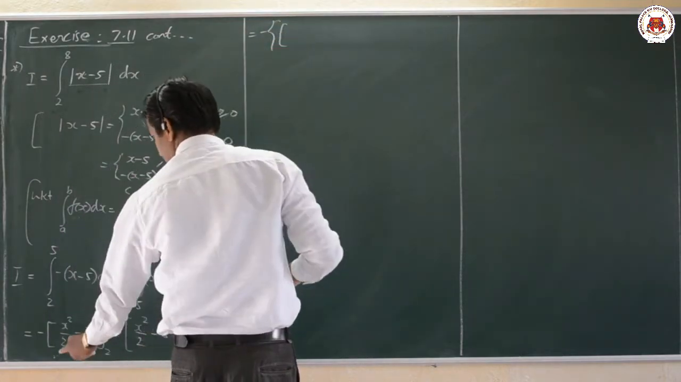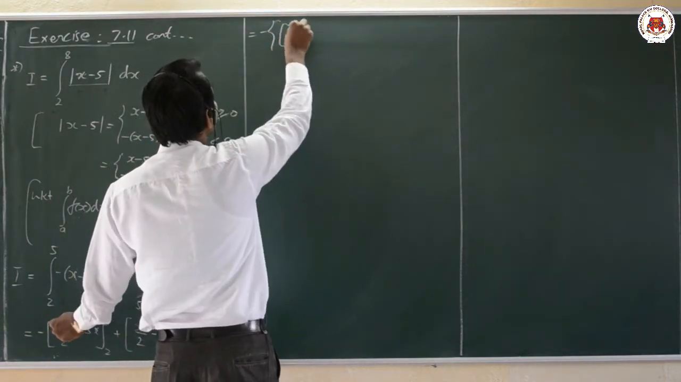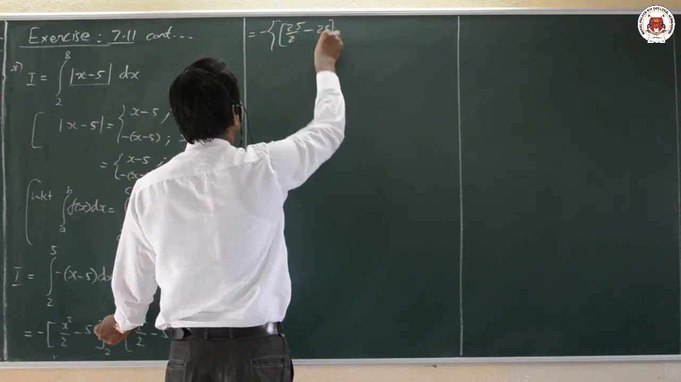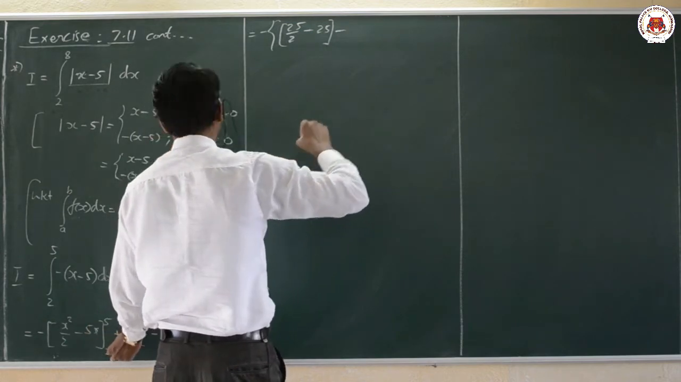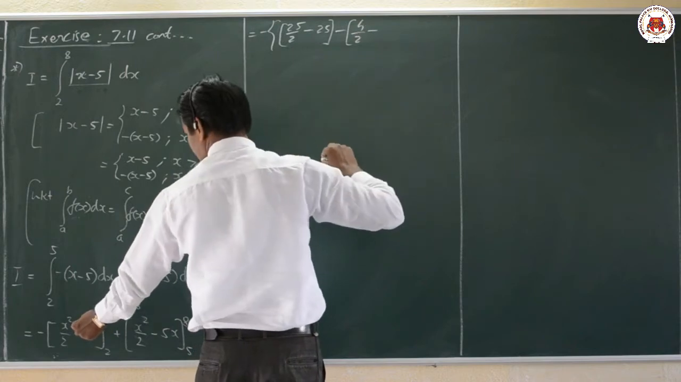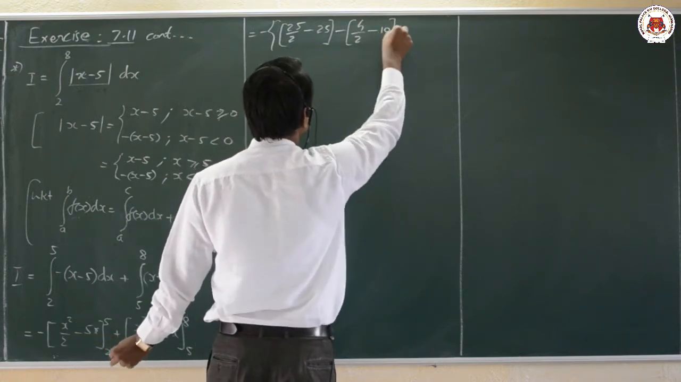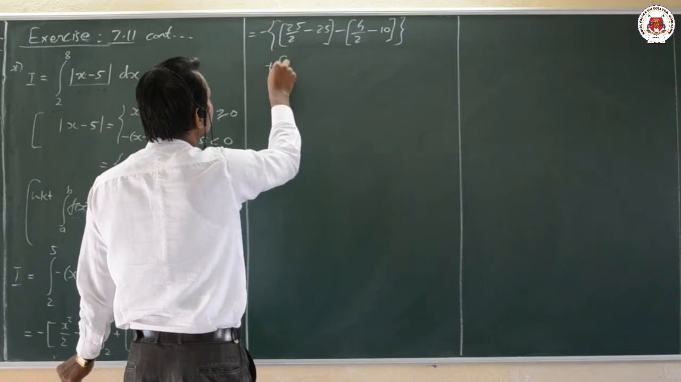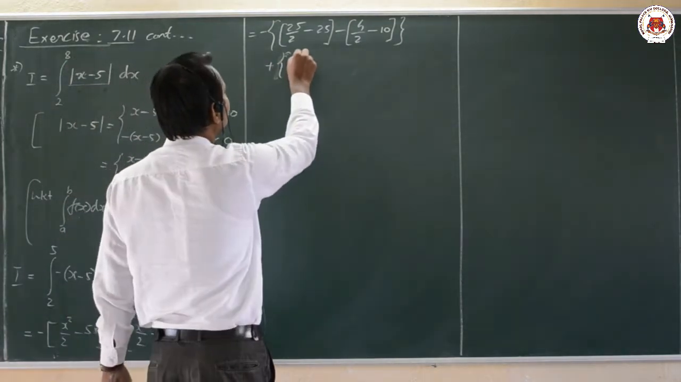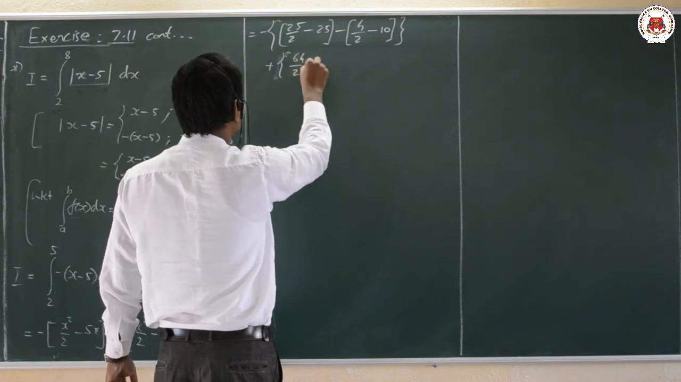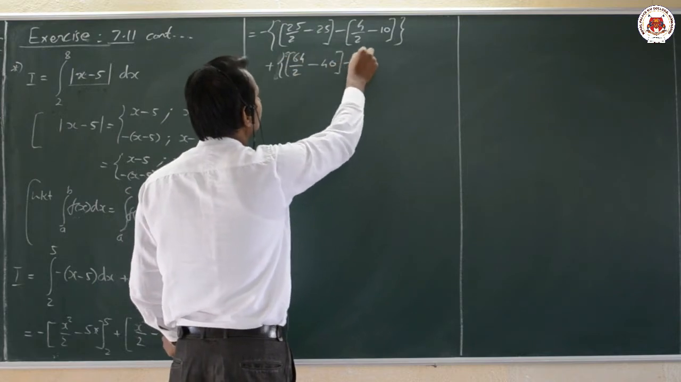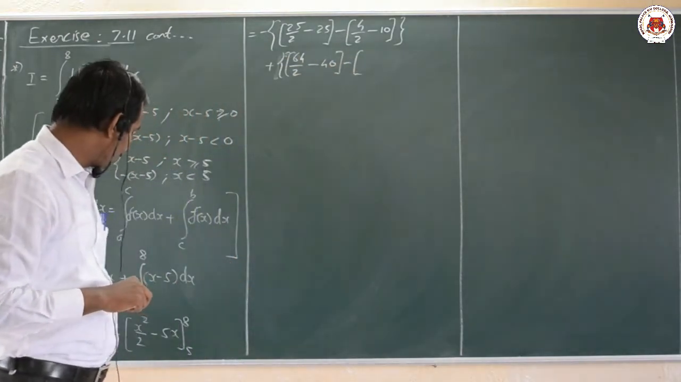Which is equal to minus of, for this integral I will substitute the upper limit. What is the upper limit? That is 25 by 2 minus of, 5 fives are 25, upper limit is over. Now you substitute the lower limit: 2 twos are 4, 4 by 2 minus of 5 twos are 10, this is over. Next plus of, what is the next part? Now we substitute the upper limit, 8 eights are 64 divided by 2 minus of 8 fives are 40, this is for the upper limit, minus of, dear students, the lower limit. What is the lower limit?